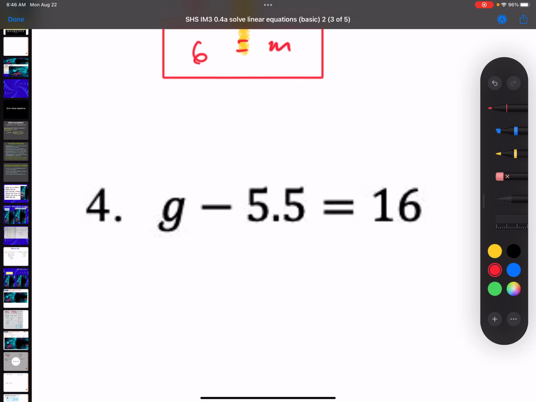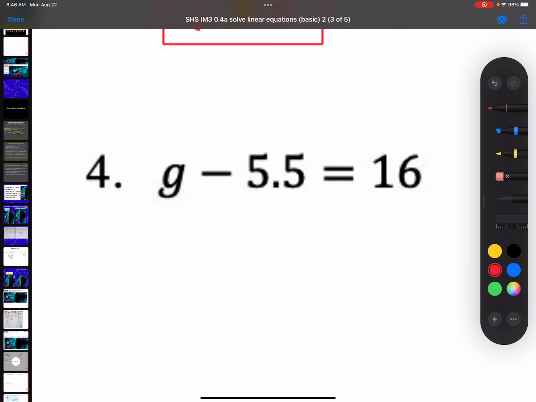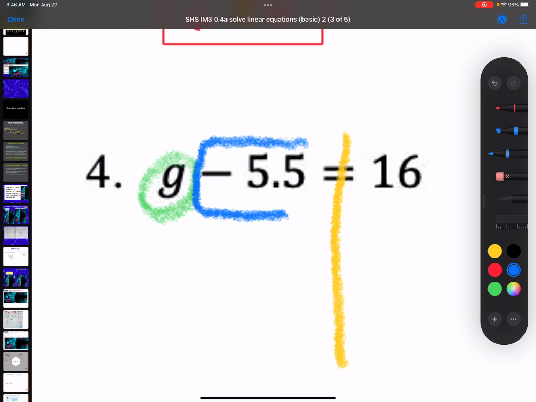And question number 4. To get g by itself, I have to move away this in blue. What do you see there, class? What math operation? You see subtraction. What's the opposite of subtraction? Now, if you didn't know what the opposites were, guess what? The old PEMDAS still works. Do you see that? Please excuse my dear Aunt Sally. Does that make sense? So if I see subtraction, then I can just do addition.